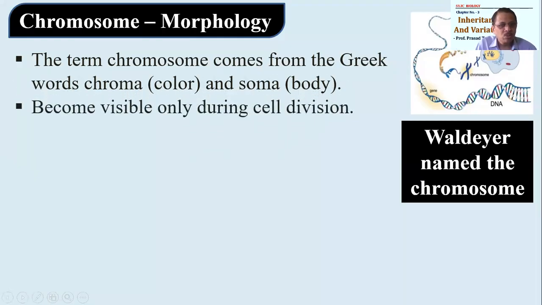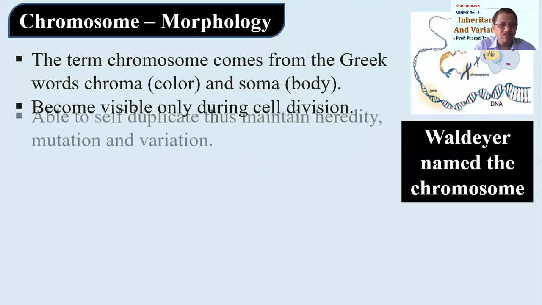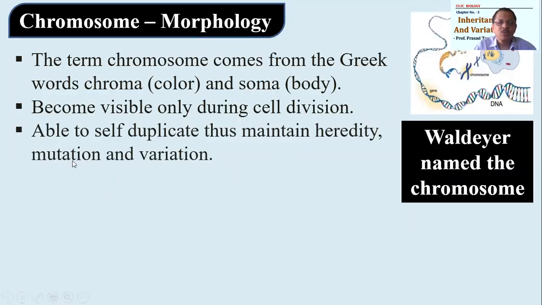Okay. Chromosomes are invisible. They are available in the form of long, thin threads spread in the nucleus in the ordinary cell. But whenever the cell enters a cell division cycle, just prior to cell division, in the prophase stage, the chromosomes start condensing. They start becoming short. They start becoming thick, and now they are visible. So earlier they were invisible. Now they are visible. Now these chromosomes are capable of self-duplication, and that's how they are capable of maintaining heredity as well as variation both.